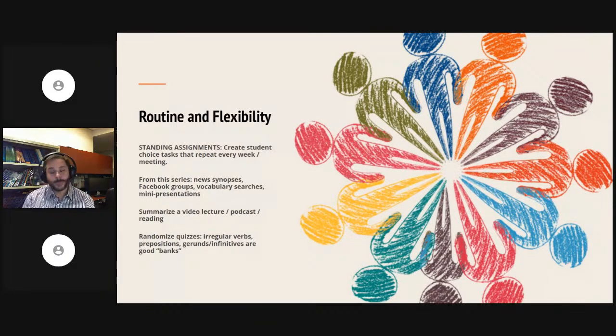Each week, students have to go on, and the LMS randomly gives them 10 of each: 10 of the verbs, 10 of the prepositions, 10 of the gerunds, infinitives. Everyone gets a different quiz. They're free to use their books. They're free to look things up because they're going to anyway. But the point here is that we want them actually getting on and using them.